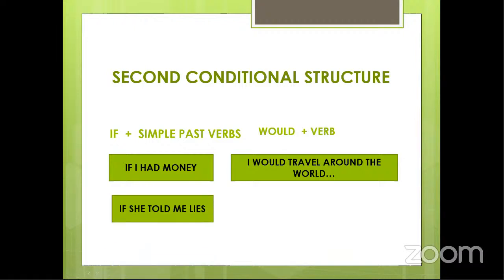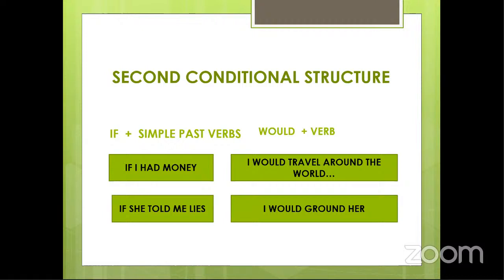If she told me lies, I would ground her. This is a father. This is from a father to his daughter. Okay? Esto es de un padre a una hija. Si ella me miente o me dice mentiras, okay? Si ella me miente, la castigaría. Ground her. Castigar. From a parent to his daughter.